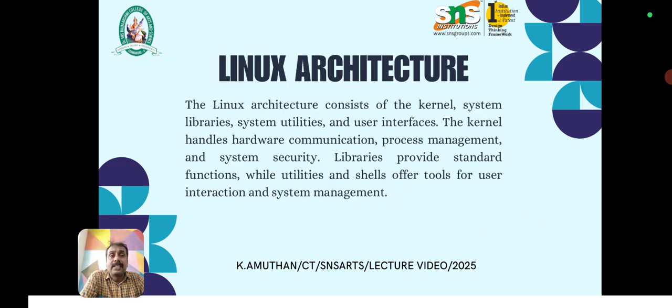So what is the Linux architecture? The Linux architecture consists of the kernel, system library, system utilities, and user interface. The kernel handles hardware communication, process management, and system security. The library provides standard functions, while utilities and the shell offer tools for user interaction and system management.